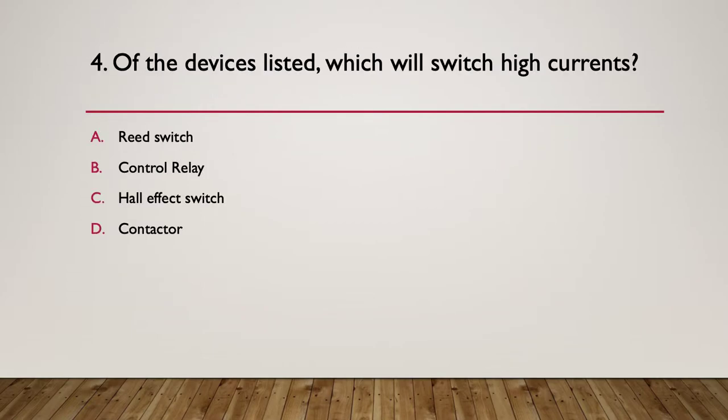Four, of the devices listed, which will switch high currents? A, a reed switch, B, a control relay, C, a Hall effect switch, or D, a contactor? Here's the hint. Think about how much each operates and their use. So how does each one operate and what's their use? Give you some idea of their current usage.